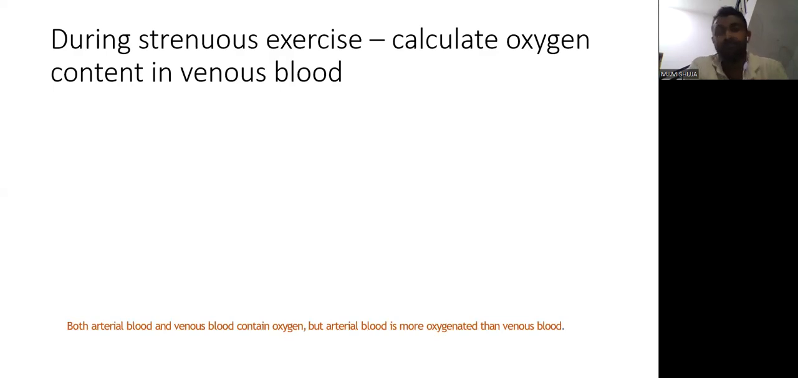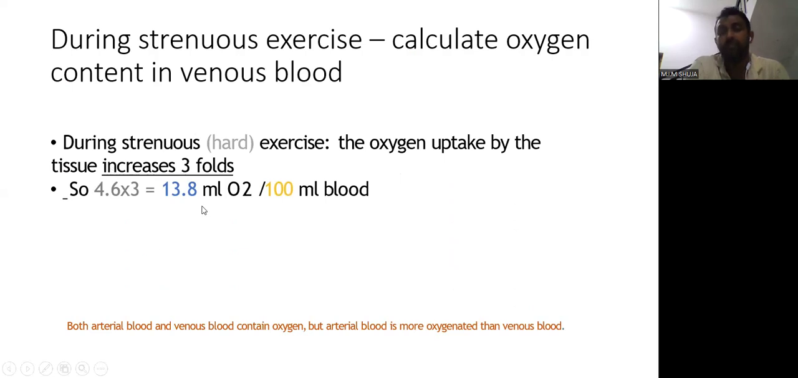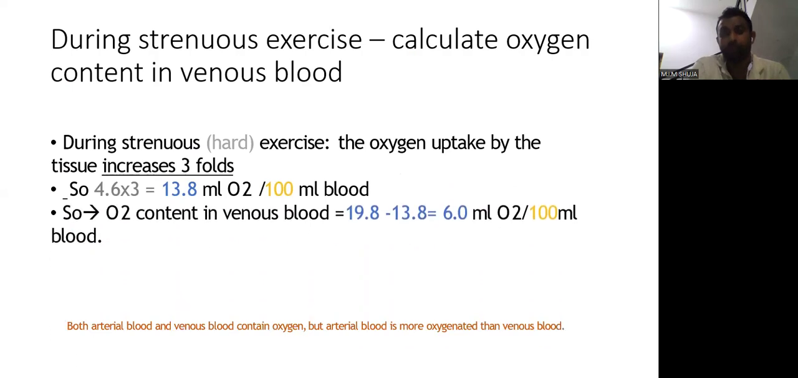So during strenuous exercise, can you calculate the content of venous blood? During exercise, what will happen is oxygen uptake by the tissue increases threefold. So usually for 100 ml of blood, 4.6 milliliter of oxygen is extracted. So if it is threefold, it will become 13.8 milliliter of oxygen. So in the artery, you have 19.8 milliliter. So the tissue extracts 13.8. So the rest, 6 milliliter of oxygen, is found in the venous blood.